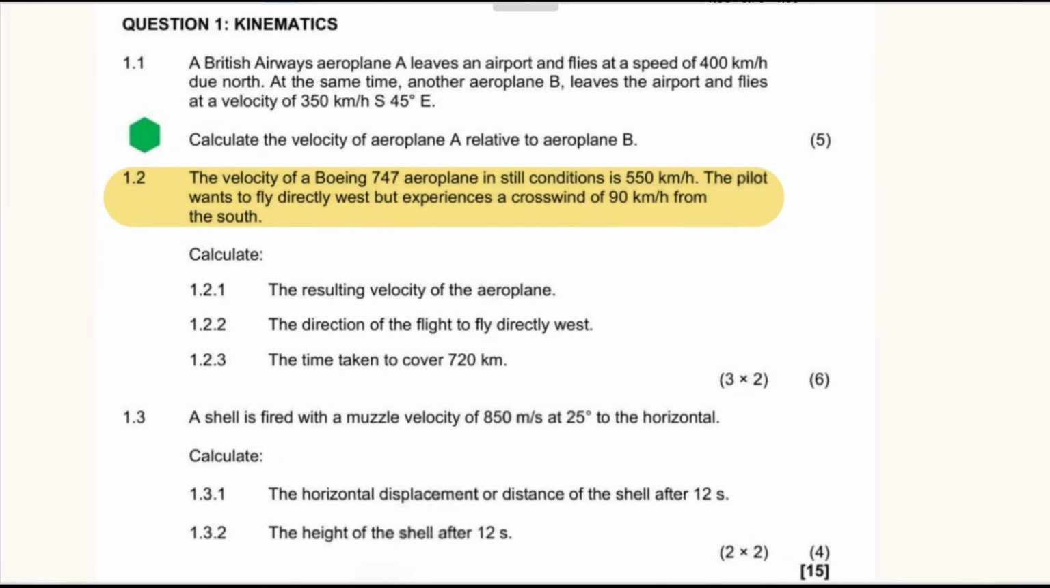Question 1.2 states that the velocity of a Boeing 747 aeroplane in still conditions is 550 kilometers per hour. The pilot wants to fly directly west but experiences a crosswind of 90 kilometers per hour from the south. 1.2.1, we are calculating the resulting velocity of the aeroplane.